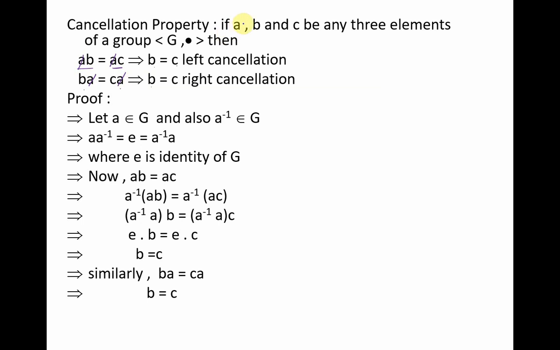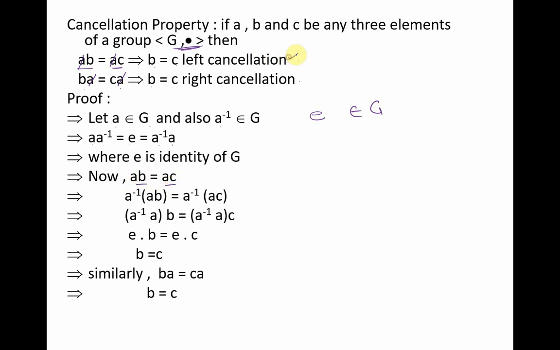Now we will show that if this G comma star is a group, then both left and right cancellation properties hold. Let us see. Let A belong to G and also A inverse belong to G, and let us say E is the identity element which also belongs to G. Now I can write A inverse A is equal to E. I am using the symbol dot to represent the operation. Now AB is equal to AC.